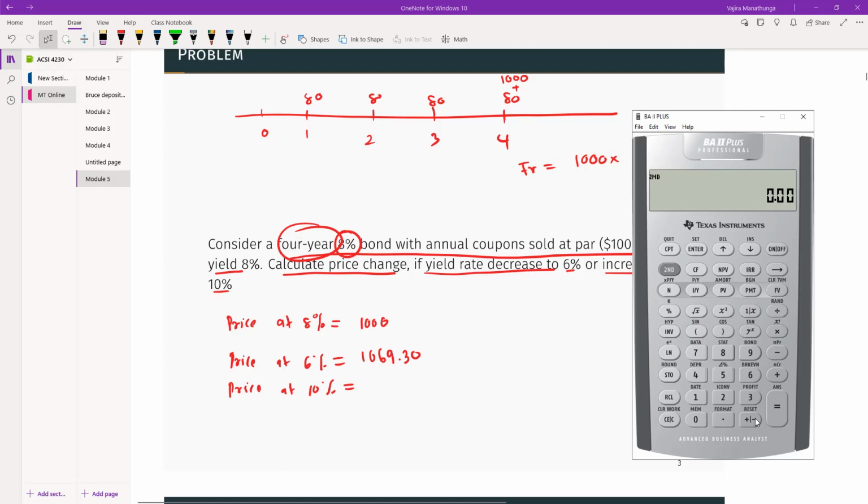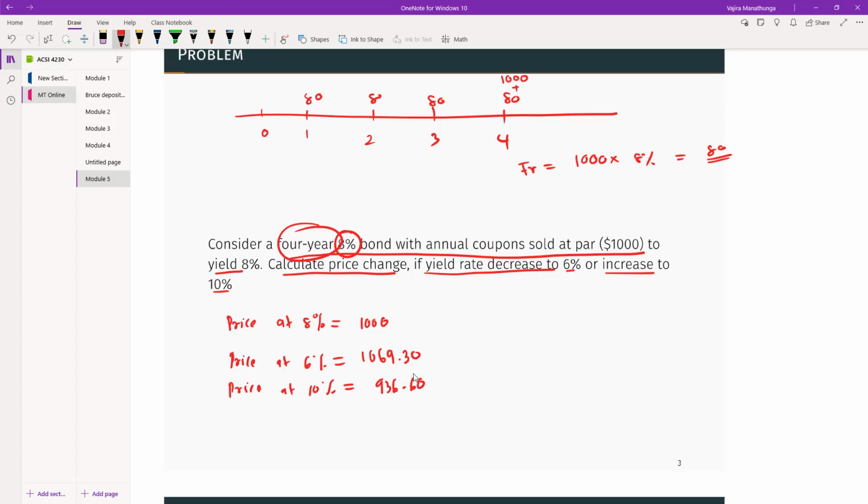The price at 10%. Again, I'm going to reset the calculator. So 1,000 for future value, 80 for payment, 10 for I/Y, N is 4, and compute present value. It's $936.60.